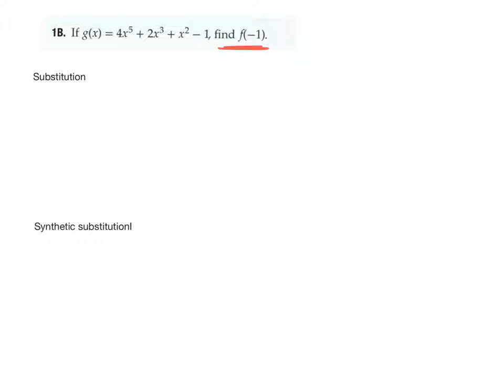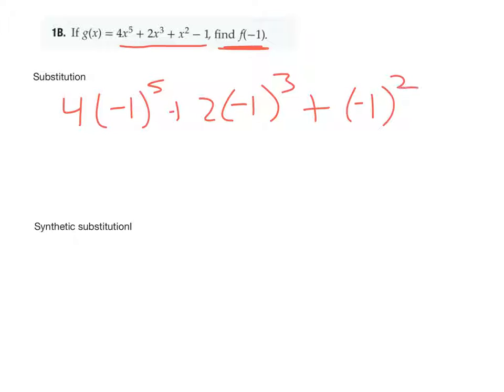I'm going to substitute f of negative 1 into this function, and when I do that, I have 4 times negative 1 to the 5th power plus 2 times negative 1 to the 3rd power plus negative 1 squared minus 1. So when we do the math, negative 1 times 4 would be negative 4. Negative 1 times 2 makes it a negative 2. This would be a positive 1, and we have a negative 1. If we do the math all the way through, negative 6, this is 0, so my answer is negative 6.